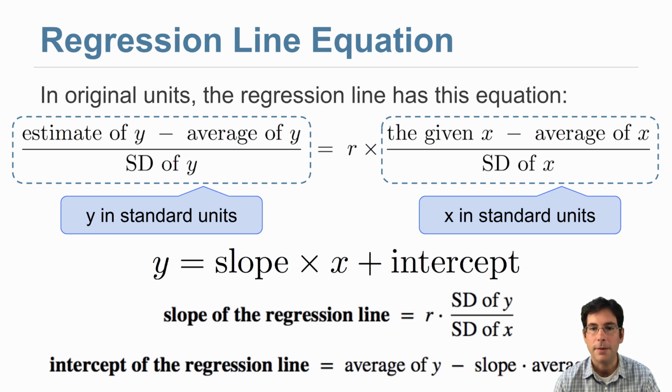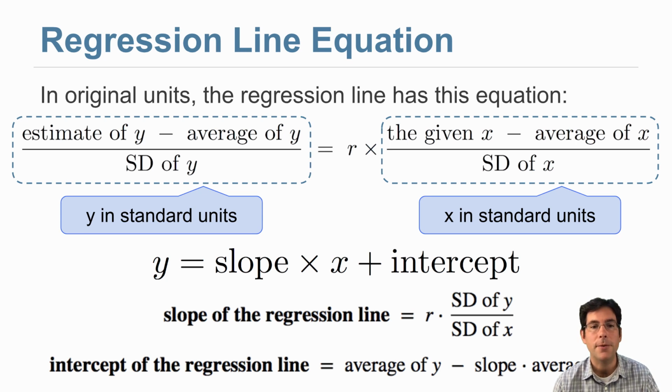Now the slope here is just the slope of the line. We looked at that in the diagram before. The intercept is what you get when you start at the center of the scatter diagram. That's the average of x, average of y. And you move along the regression line until you reach x equals 0.